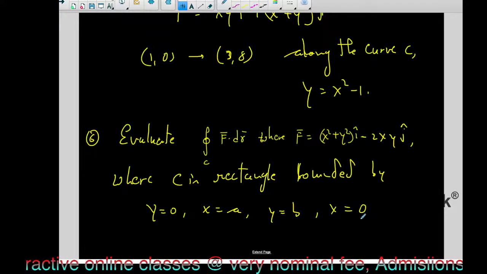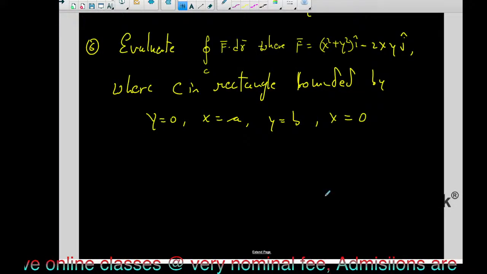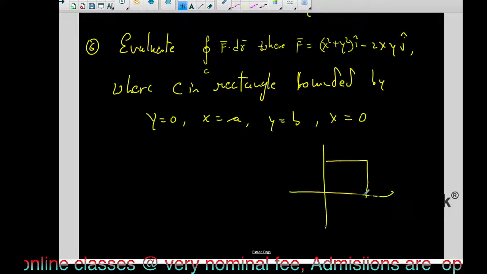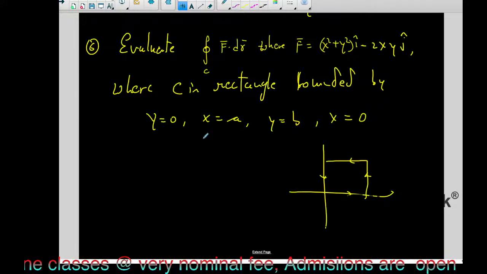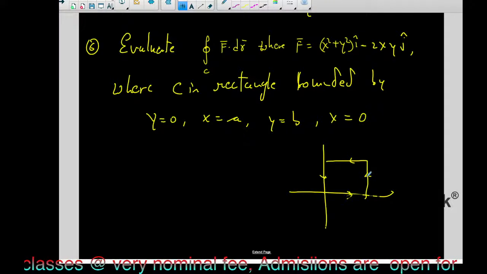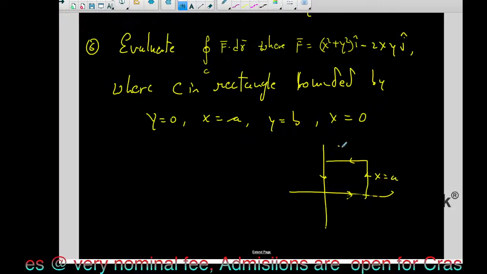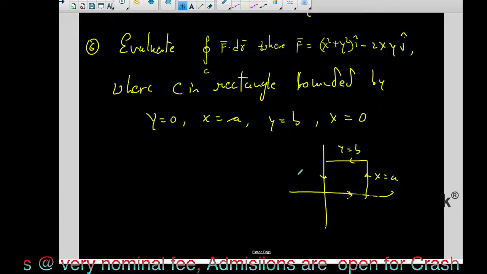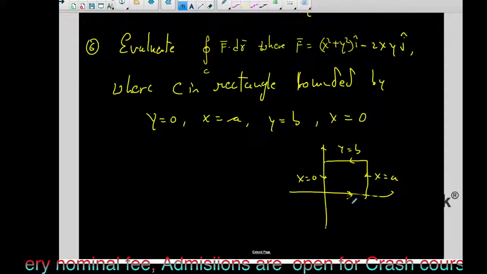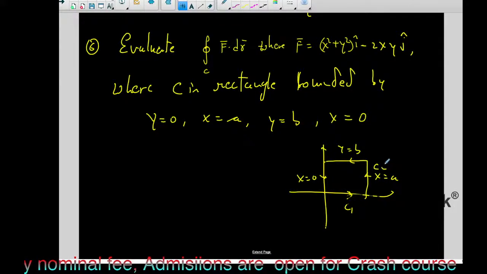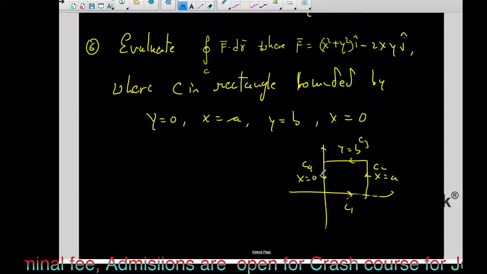You try. One of the vertices of the rectangle is at the origin, and the curve goes like this, this, and this. So y equal to 0 is the x-axis, x equal to a is this line, y equal to b is this line, and x equal to 0 is this line. So in this closed curve there are four smooth curves, C1, C2, C3, and C4. These curves are there. And then you just evaluate this.